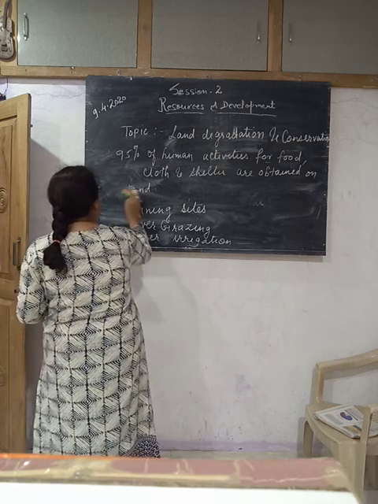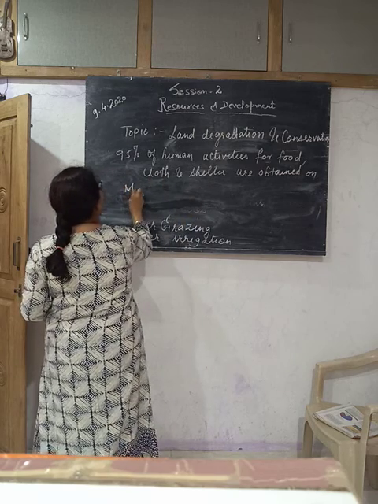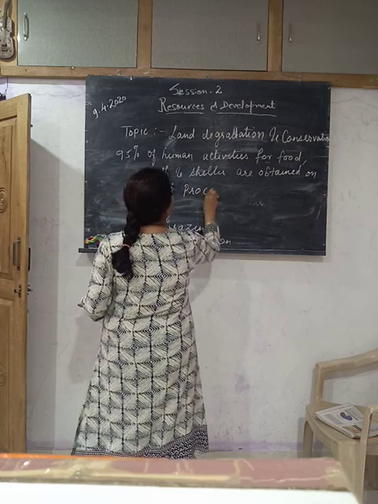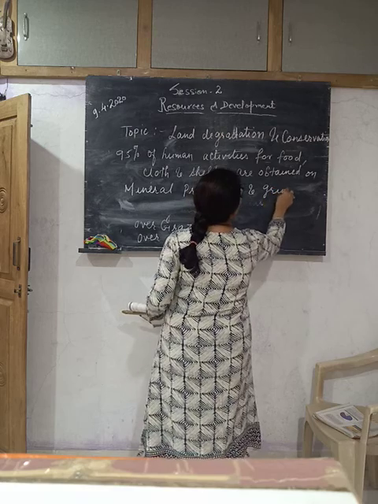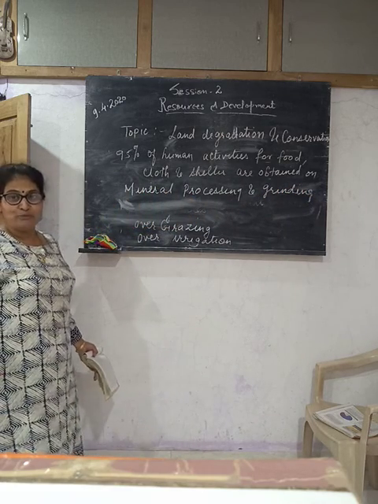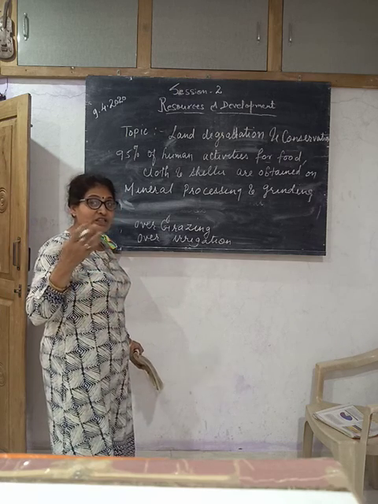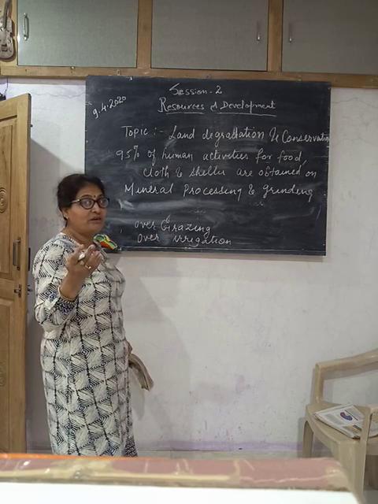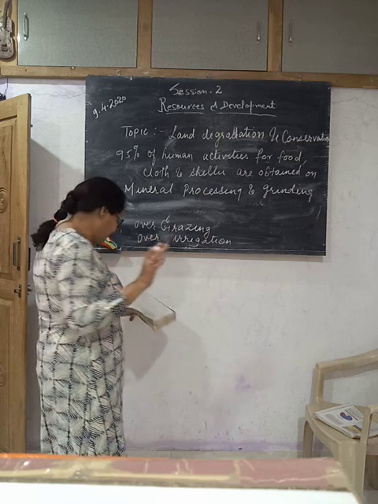The other is mineral processing and grinding. The best example of mineral processing and grinding is limestone industries or cement industries. They leave noxious fumes, and when the residue is mixed in the water or in the soil, it leads to land degradation.